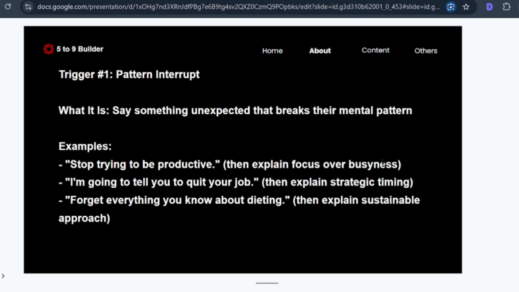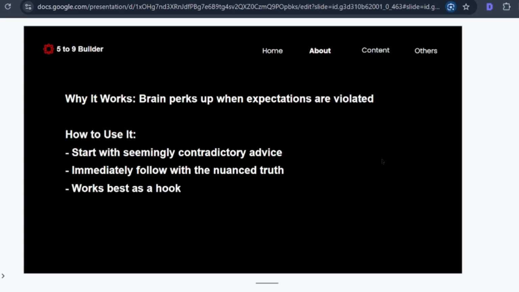Forget everything you know about dieting. When you say something like this, the person will come at you. Psychologically, you have interrupted their pattern of thinking. Why does it work? That's what I just said. The brain picks up when expectations are violated. You believe in something, you know something is true, something is working, and then you say, no, this thing doesn't work. The brain will try to accept the new one, but you have to convince the person. So the person will come at you. That's what it means.